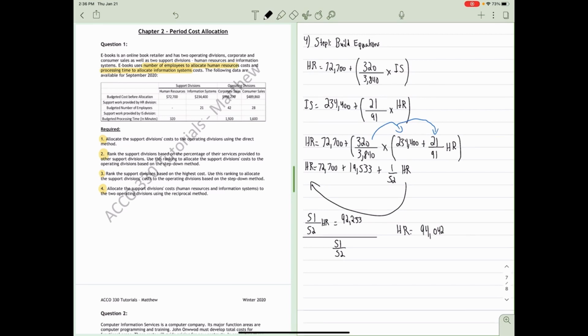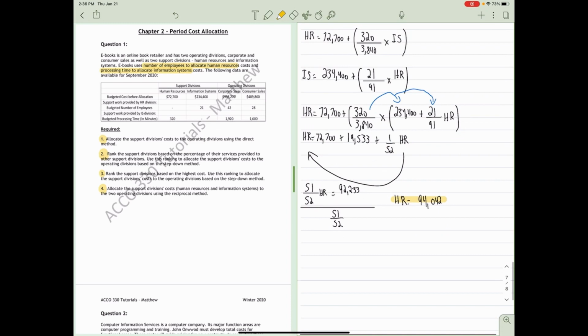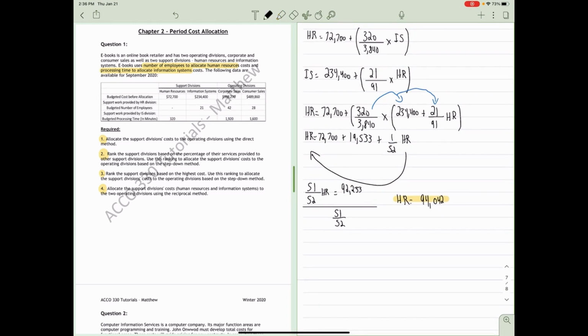All right, so when we do our grid, this is what we're putting as a negative in the row of HR. This is how much HR is going to allocate to other support divisions. All right, so now we've got the cost of HR.